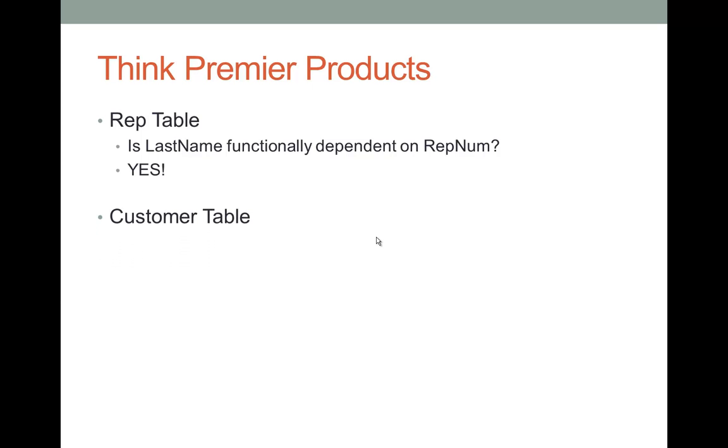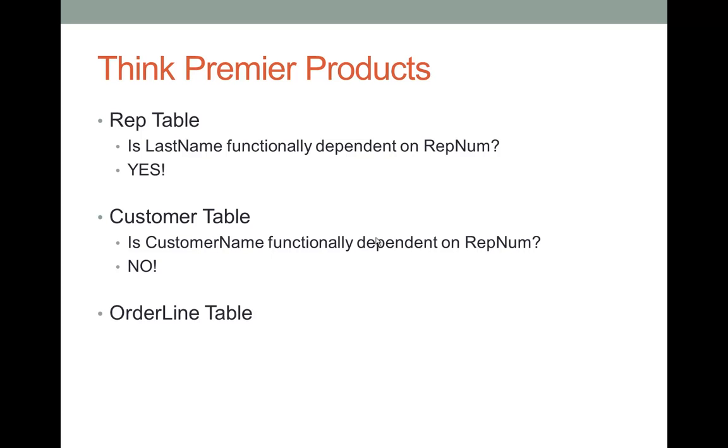Take a look at the customer table, the next one there in figure 5.1. The question is, is the customer name functionally dependent on the rep number? And the answer there is no. You can look down that table and you can find a particular rep number, but you're going to find a different customer name for each of those rep numbers. Thus, one rep number can be associated with multiple customer names.